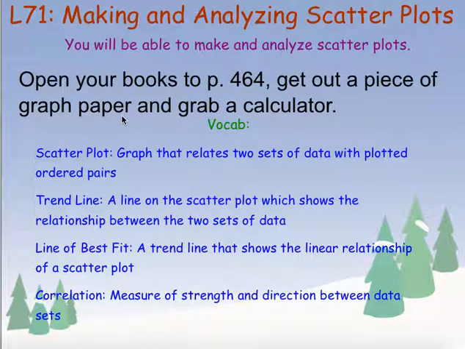Algebra 1, Lesson 71, we are doing a quick lesson on making and analyzing scatter plots, especially looking at those trend lines so we can predict the future. Now, a scatter plot is a graph that relates two sets of data with plotted ordered pairs, and we can create a trend line to best fit those points, showing the relationship between the two sets of data. And this is typically a linear relationship. That's the type we're doing today.